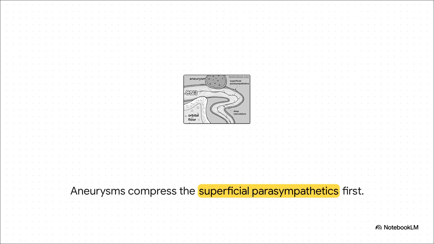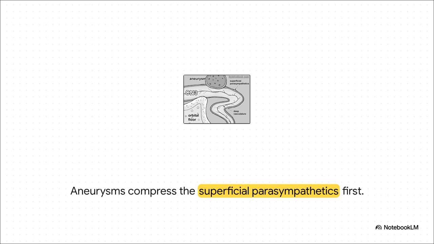We don't just memorize arbitrary rules here. We need to understand the physiologic why. And this brilliantly illustrates the topography of cranial nerve 3. Listen closely to this. The preganglionic parasympathetic fibers, the ones that actually constrict the pupil, they run superficially, right on the outermost edge of the nerve. The blood supply to the inner core of the nerve comes from the deep vasa nervorum.